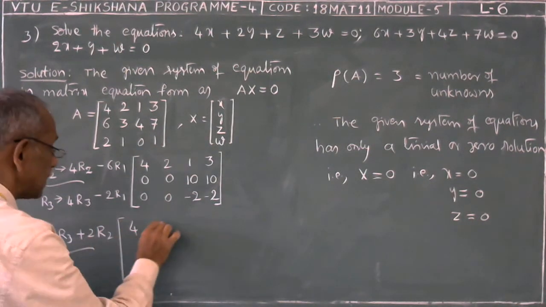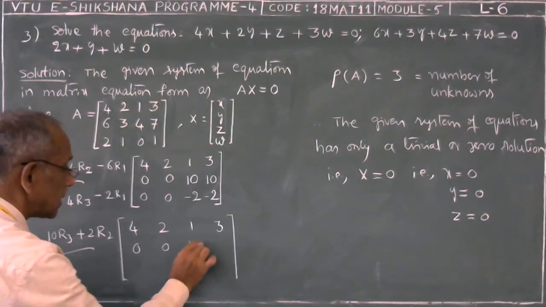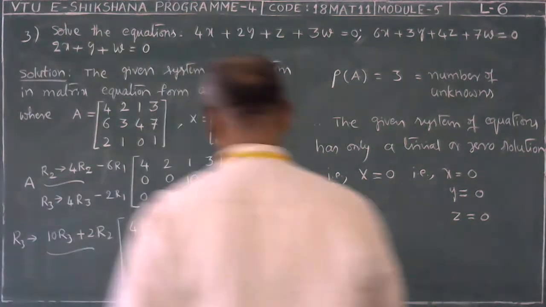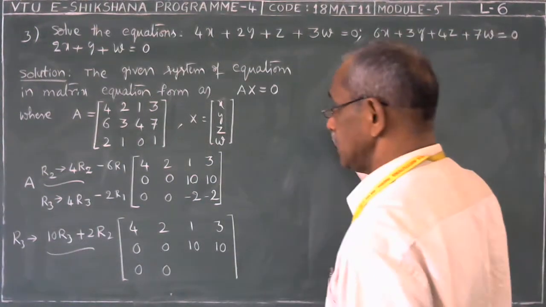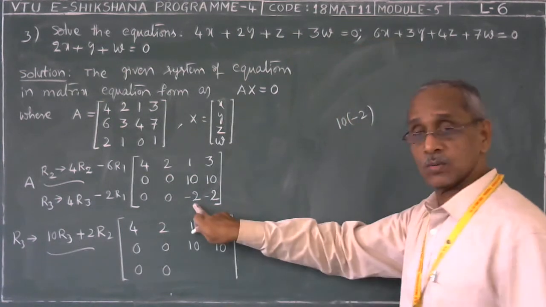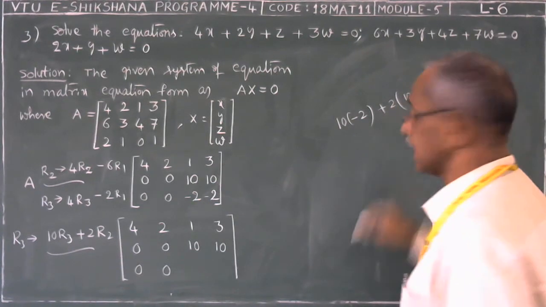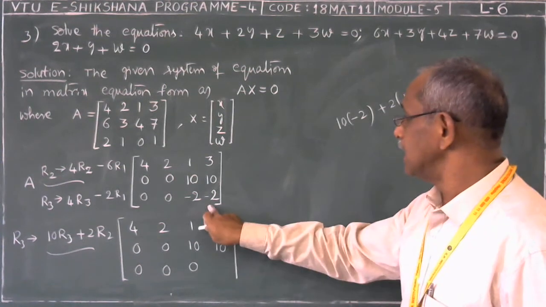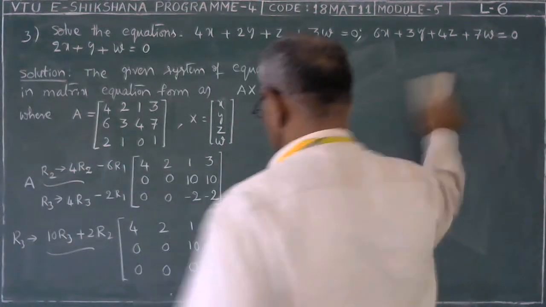Now row 1 is perfectly alright: 2, 1, 3. Then row 2 is being used, so write as it is: 10, 0, 0, 10, 10. Then 0, 0. What will happen to this element now? 10 R3, let me perform here: 10 times R3 plus 2 times corresponding R2. 10 minus 20 plus 20 is zero. Similarly, this element is also zero. This is an echelon form.